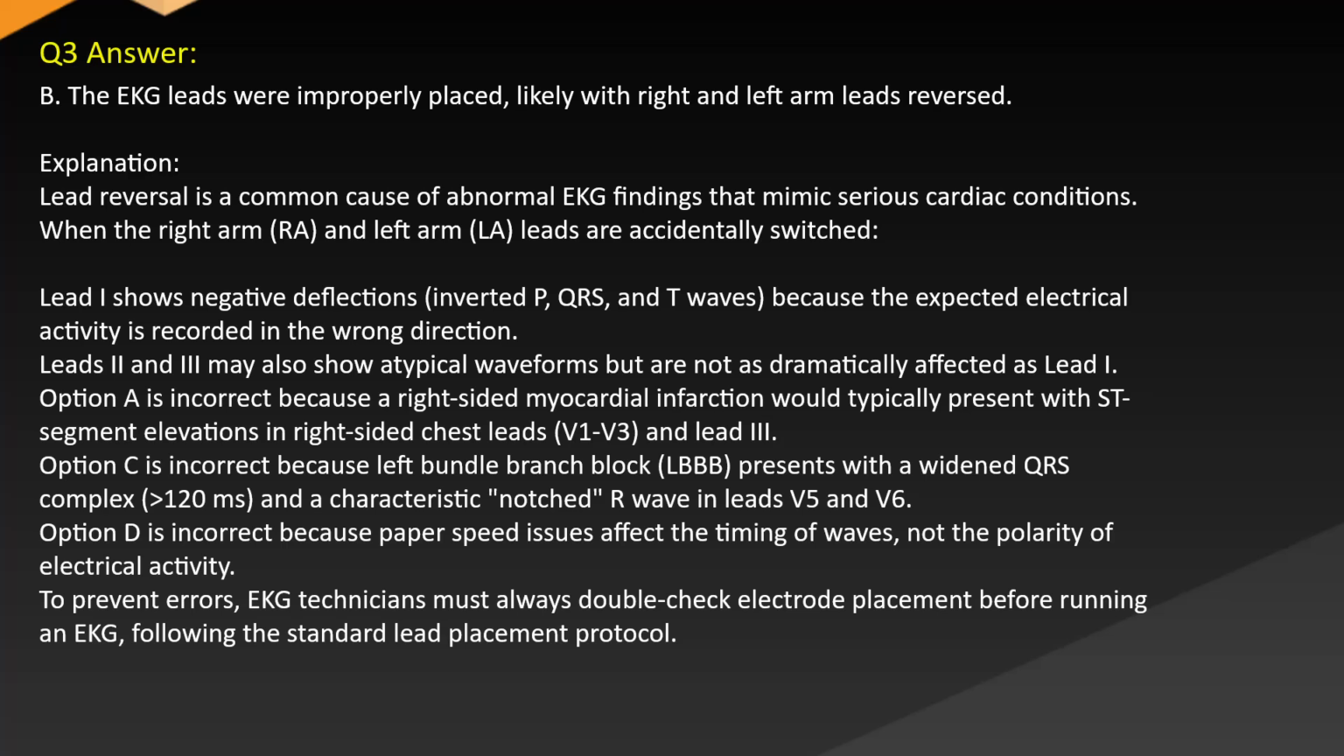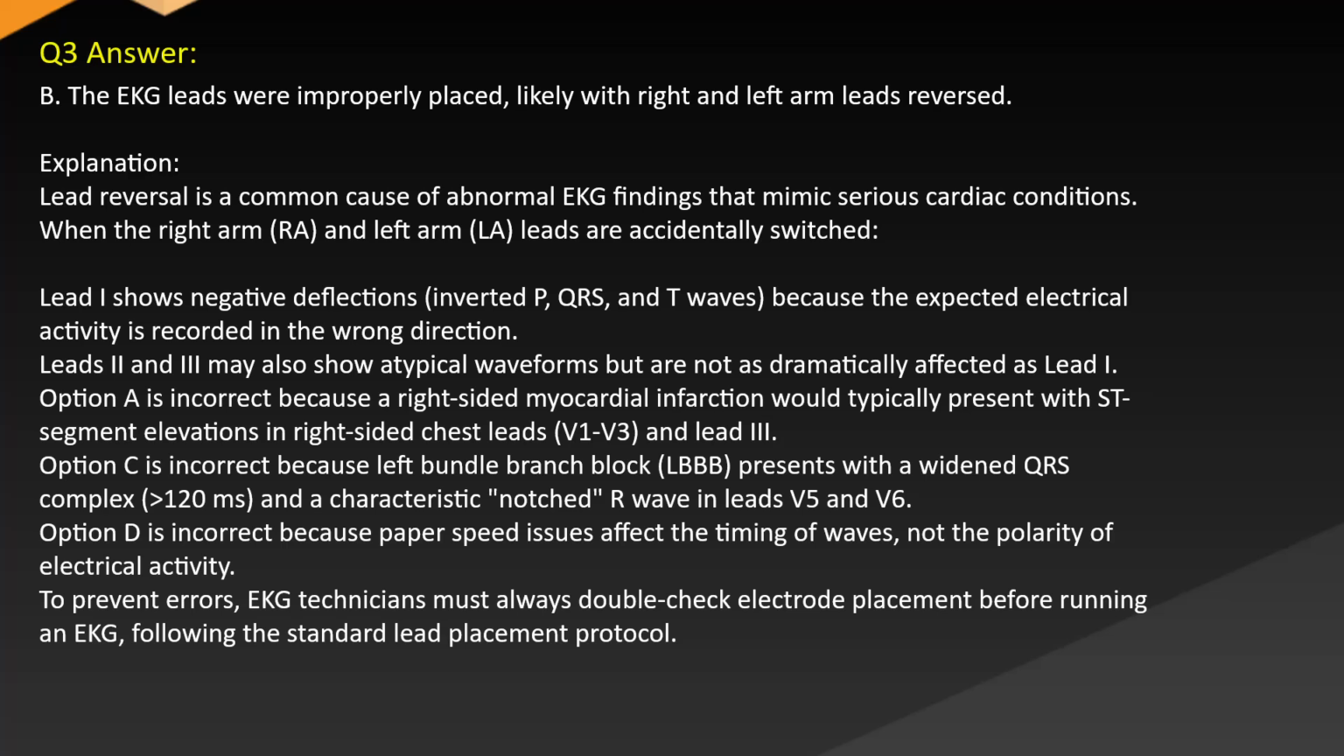Answer. B. The EKG leads were improperly placed, likely with right and left arm leads reversed. Explanation. Lead reversal is a common cause of abnormal EKG findings that mimic serious cardiac conditions when the right arm and left arm leads are accidentally switched. Lead I shows negative deflections, inverted P, QRS and T waves, because the expected electrical activity is recorded in the wrong direction. The other leads also show atypical waveforms but are not as dramatically affected as lead I.